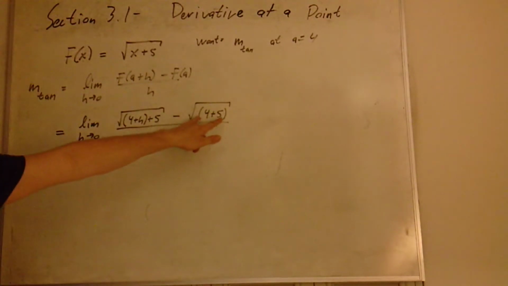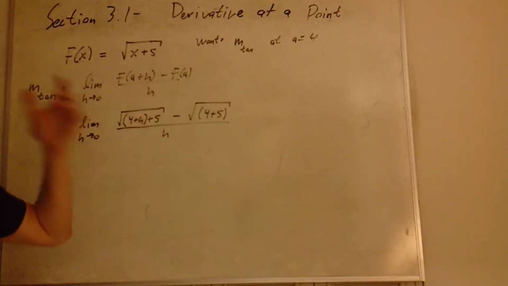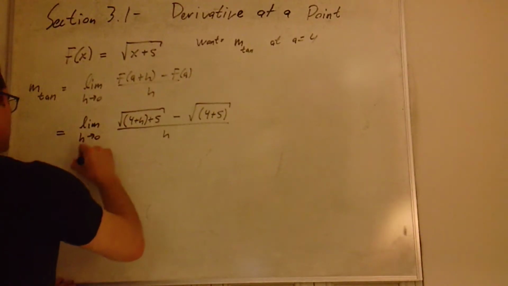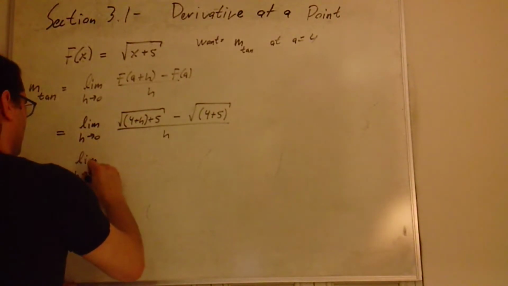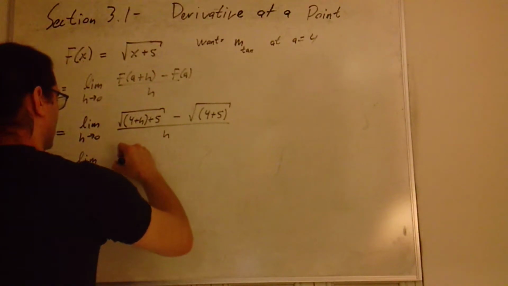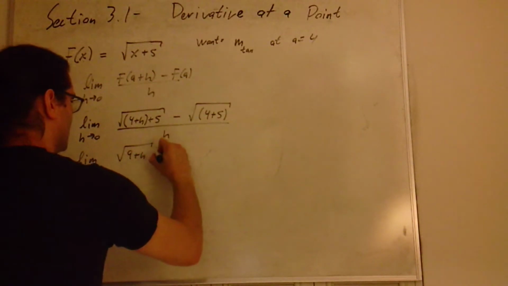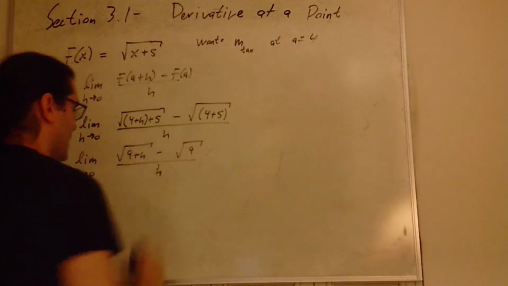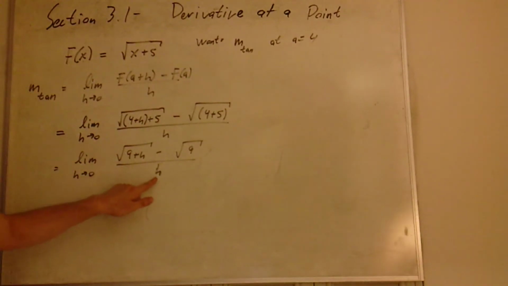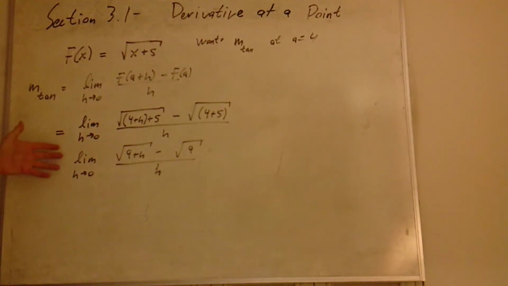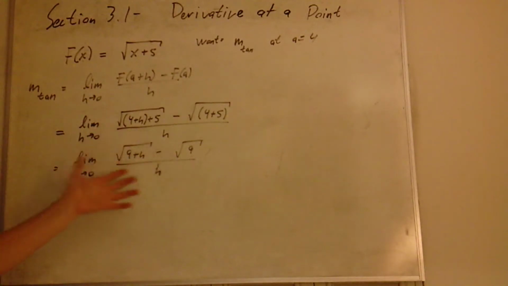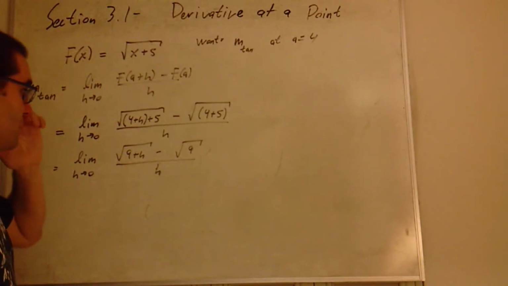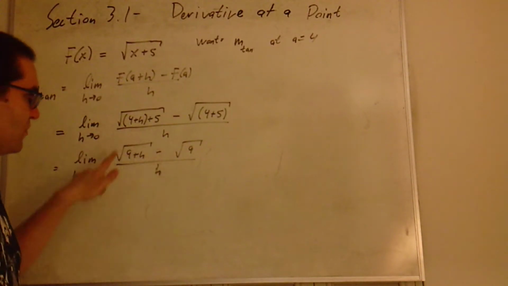And I probably could simplify this. I probably should, actually. Let's simplify what's going on under the square roots. This is the square root of 9 plus h minus the square root of 9 all over h. And we still can't plug in h equals 0 because it's still in the denominator. We have not yet simplified this enough to successfully execute plan B. So we need to simplify it some more.